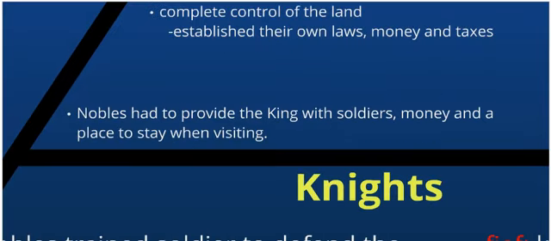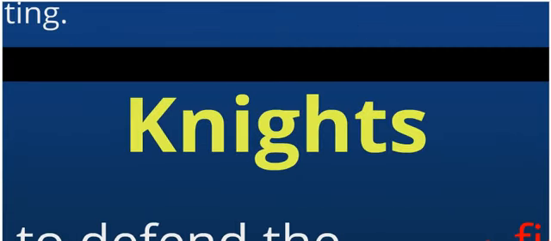Now, in return, the nobles had to provide the king with soldiers, money, and a place to stay when visiting. So if the king needed protection, if the king was about to be attacked, it was the nobles' duty to send soldiers to help protect the king. Now, the soldiers that the nobles or the lords sent were known as knights.